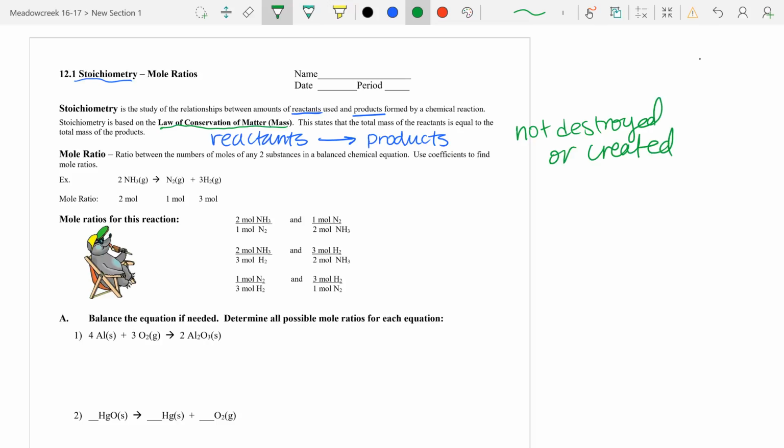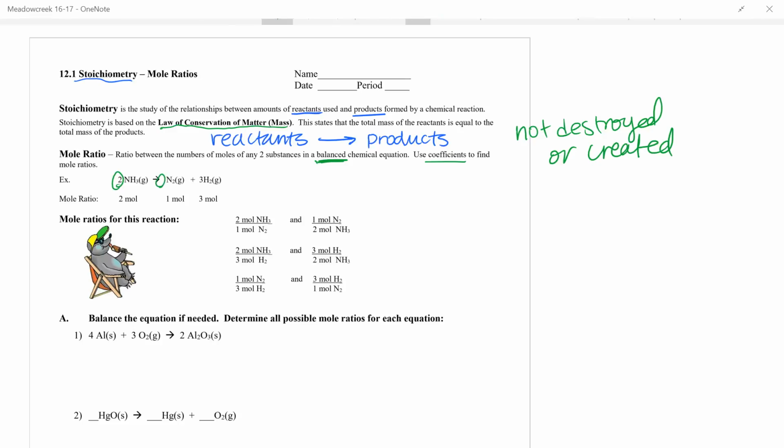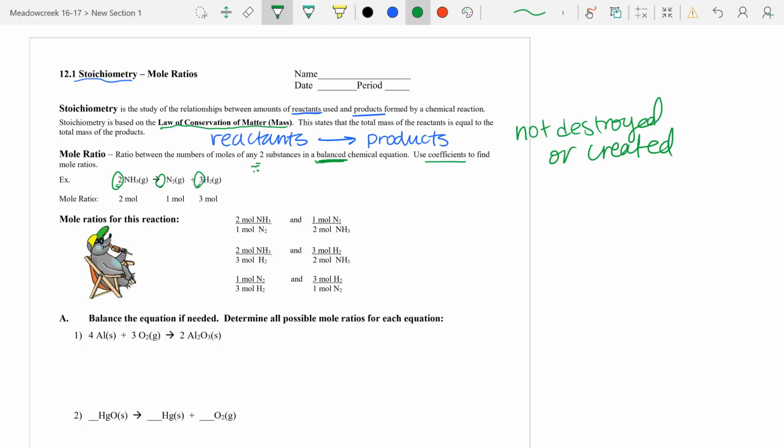Okay. Now, the mole ratio is a ratio between the number of moles of any two substances in a balanced chemical equation. And we use our coefficients to help find them. So, for example, here, the 1 and the 3 are our coefficients. They are on the front, the large numbers. Now, these small numbers, those are called subscripts. So please try not to get those confused.